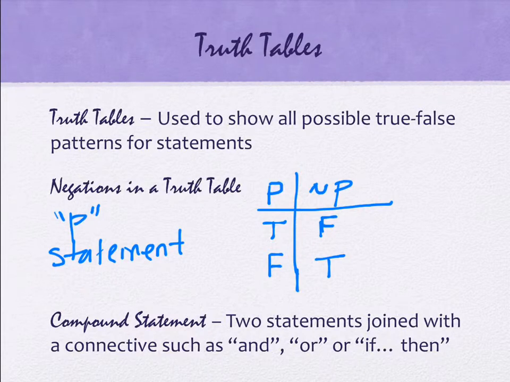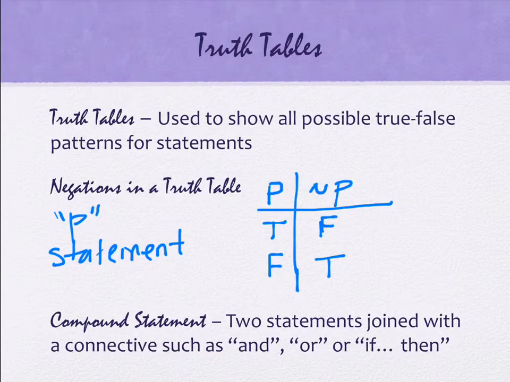Okay? Now, it's not very interesting because there's only one statement in the truth table, P. So what happens if we had more than one statement? Well, that has a name. It's called a compound statement. A compound statement is simply two statements joined with a connective. Some examples of connectives are and, or, and if then. Those are the three that we're going to focus on.